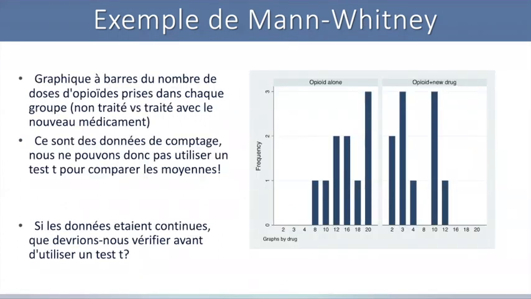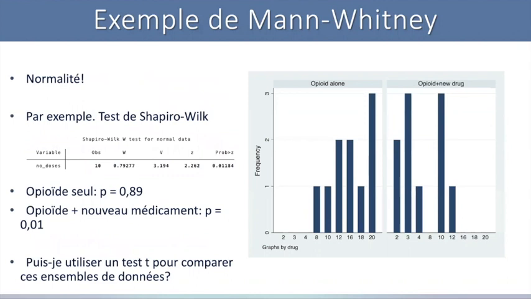So here's a bar graph of the number of opioid doses taken by patients in each group, if they were given just the opioid alone to manage their pain, or if they were also given the new drug. Because they're counts, they aren't continuous values. Therefore, we can't use a t-test to compare the means. If the data were continuous, what would we need to check before using a t-test? That they were approximately normal. For example, the Shapiro-Wilk test.